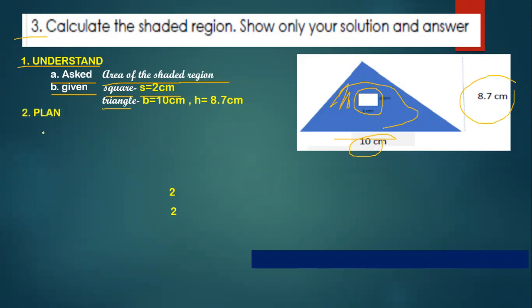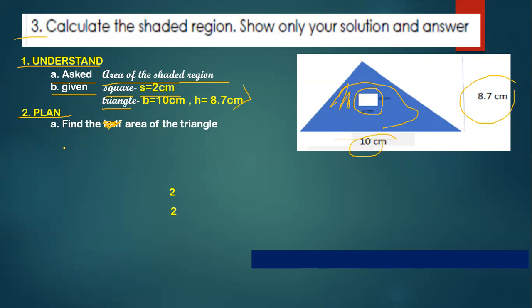Okay. After understanding, you have to plan. Pagplanuhan na natin, ano bang gagawin natin dito? Alam na natin ang tinatanong. Meron na tayong given facts. Okay? Ngayon, magplano tayo. So siguro, maganda, kuhanin muna natin ang area ng mga yan. Unahin natin. You have to find the area of the triangle. So this is not half area. You have to find the area of the triangle.